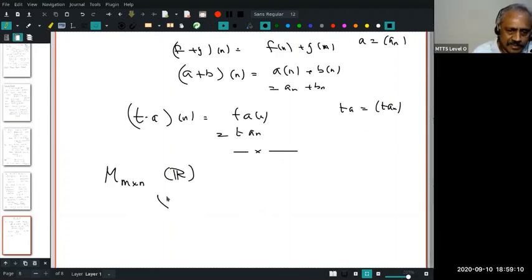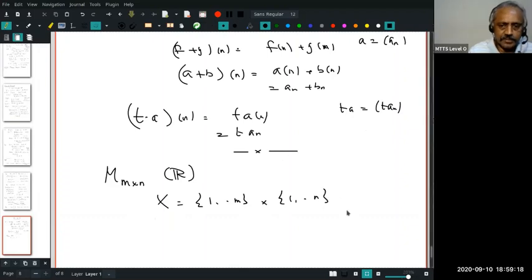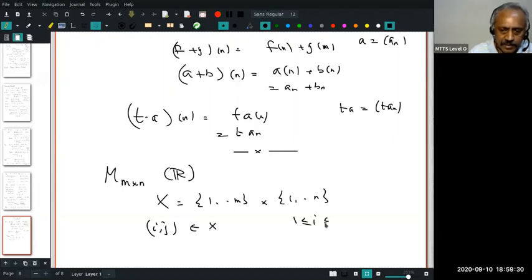Okay, now my set X is the set {1 to M} and the set {1 to N}, the Cartesian product, right? Therefore, any typical element here will be an ordered pair (i, j) in X, where 1 is less than or equal to i, less than or equal to M, because i has to be in the first factor. j has to be in the second factor, therefore 1 is less than or equal to j, less than or equal to N. You understand this?